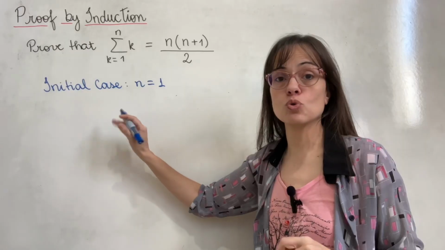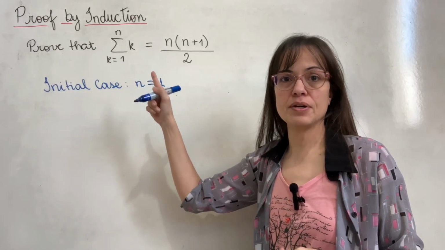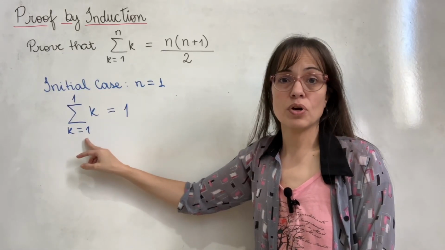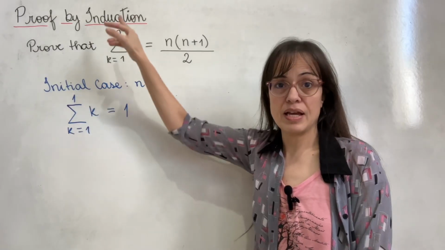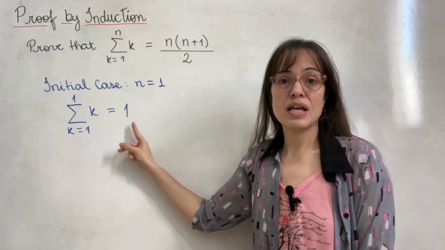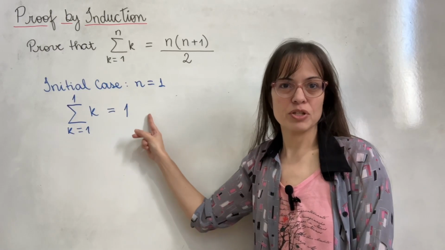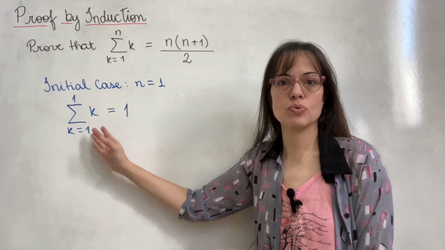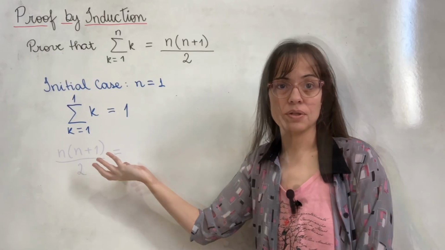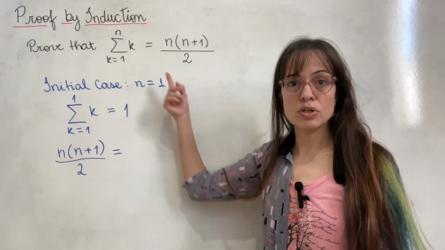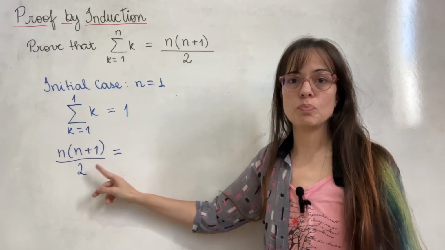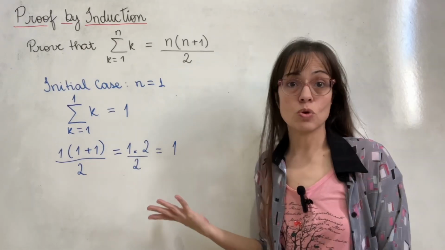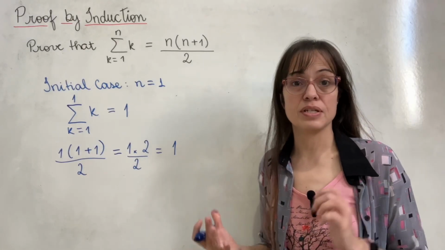So if n equals 1, what is happening here? If the summation starts at 1 and ends at 1 because n was 1, then I am just adding one term. It's not going to be 1 plus 2 plus 3 plus 4 because it ends at the same point where it started. So this summation is just 1. And you also want to see what happens to the other side of the equality. So this, when you plug in n equals 1, is also 1. So your initial case is proven.